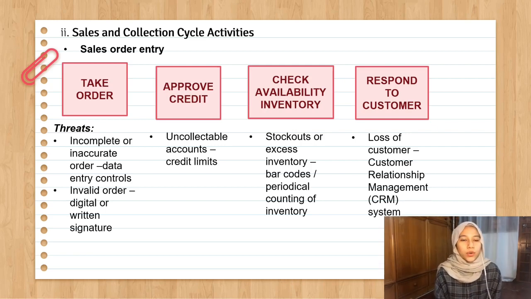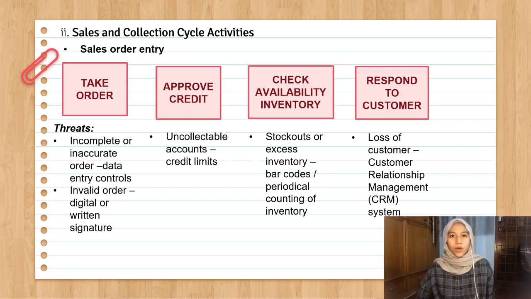Okay, so when the company checks the availability of the inventory, there will be threats such as stockouts or excess inventory. This can be prevented by using barcodes or periodical counting of inventory. By doing this kind of control, we can keep track of the items that we have. Lastly, the last threat is loss of customer. This happens because the company provides bad customer service or lacks communication with customers. This can be prevented by using a CRM system.